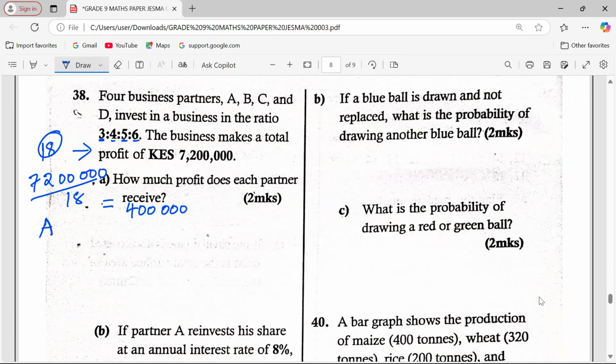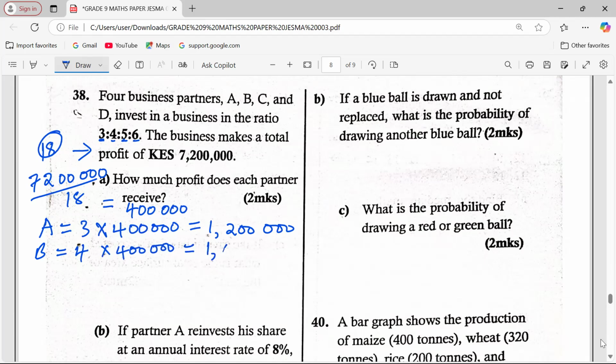So the first partner, who is A in this business, will receive 3 proportions, and 1 proportion goes for 400,000. So this will be 1,200,000. Then B is going to receive 4 proportions. A proportion goes for 400,000. Therefore, this is going to be 1,600,000. Then C receives 5 proportions, and a proportion goes for 400,000. Therefore, this is 2 million.